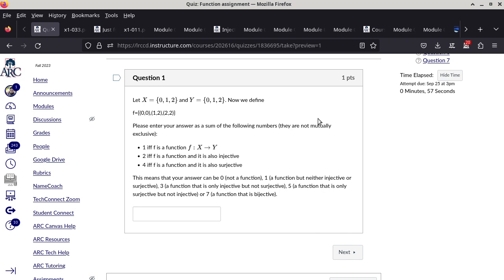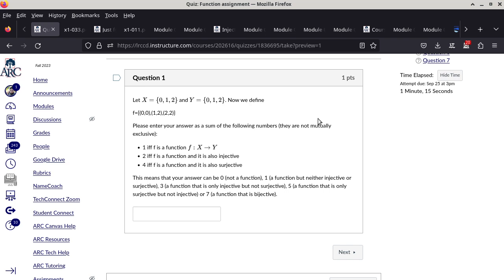You should not have 2 or 4 on its own because if you have 2, it means it's already a function, which means 1 also applies. So 2, 4, and 6, those are impossible answers. All of the other ones should be possible.